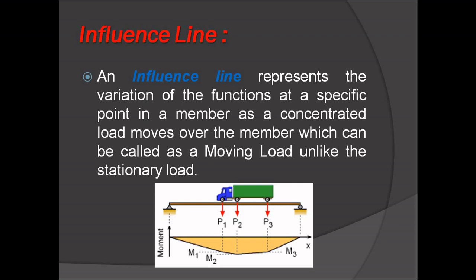Here is a live example. P1 is a point load, suppose. So where does this truck come from? It comes from this point and travels along this beam and it leaves at this point. So what is the role of P1 here? Initially P1 was here, after some time it is here, after some time it is here, then here, then here, and here.